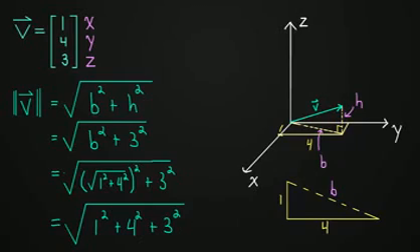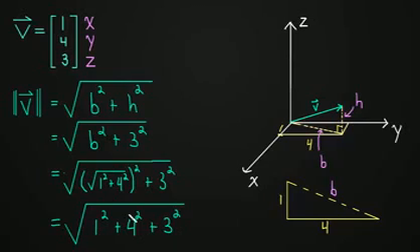Now compare that to the components of v. You'll see that the length of v is simply the square root of the sum of the squares of the components. And that's kind of a lot of words to say all at once. But we just take each component, we square it, we add them together, and we take the square root.